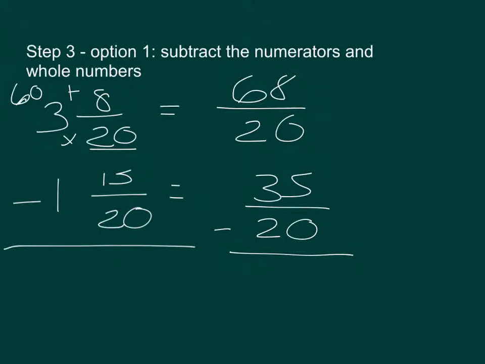And now, once we've turned these into improper fractions, 68/20 take away 35/20, you notice we don't have to do any borrowing or regrouping. Now we can go ahead and just simply subtract our numerators. We know the denominator is going to be 20, so you can go ahead and put that down there. So come back up here. We have 68, take away 35. So 8 take away 5 leaves me with 3. 6 take away 3 leaves me with 3.